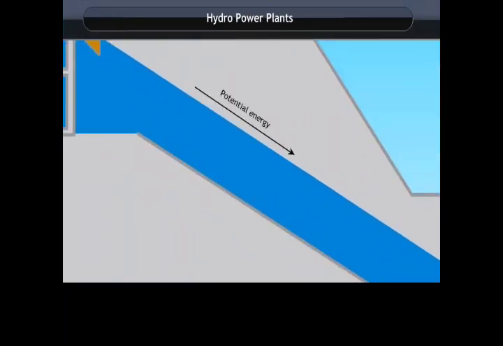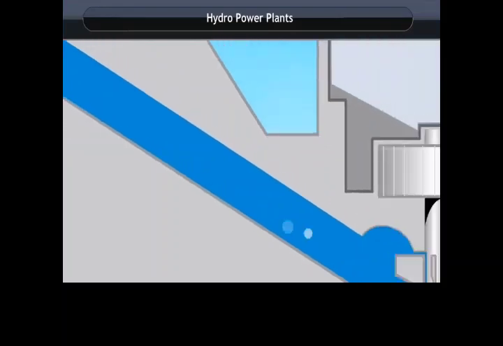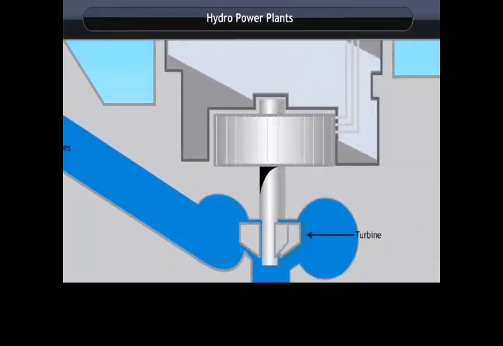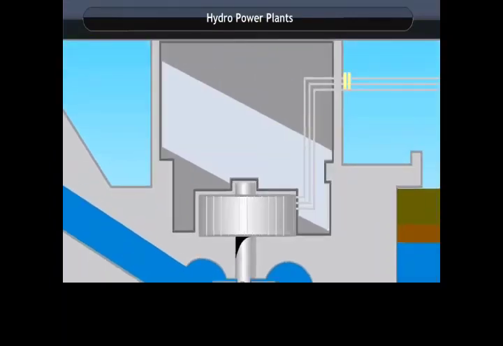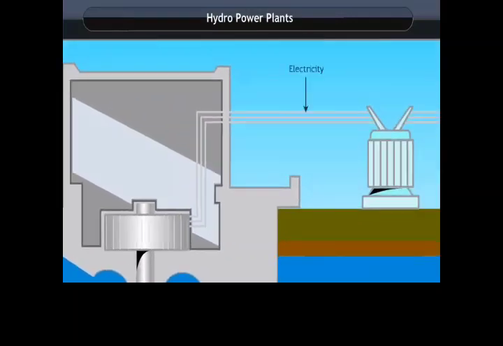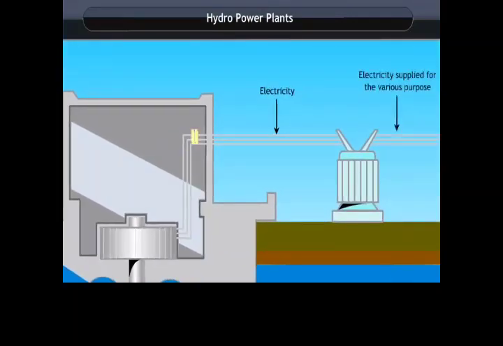The water from the high level in the dam is carried through pipes to the turbine at the bottom of the dam. The water from the dam flows down through pipes and rotates the turbines of generators to produce electricity. This electricity supply is used for various purposes.